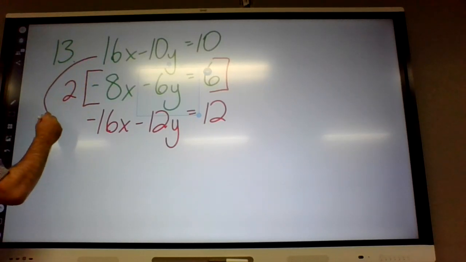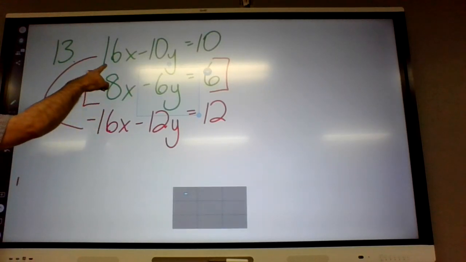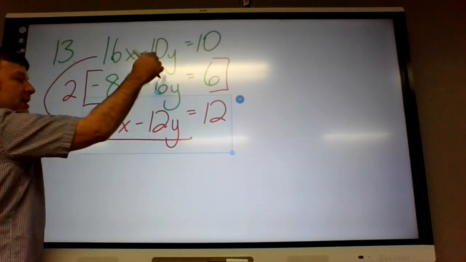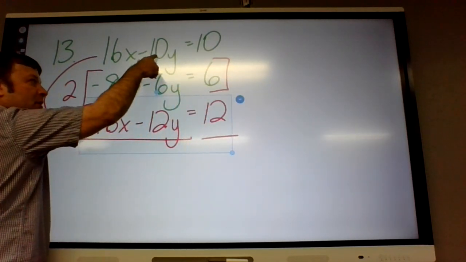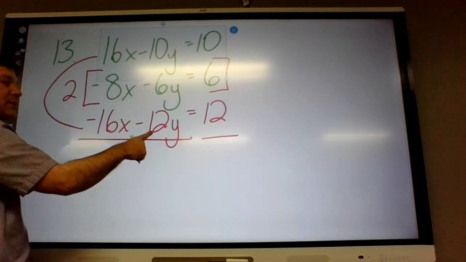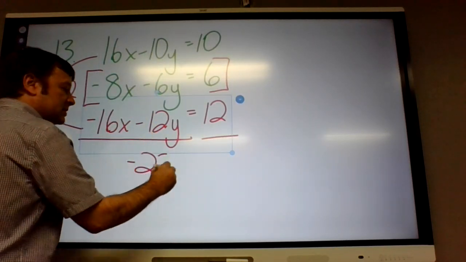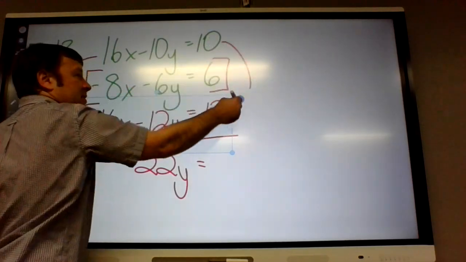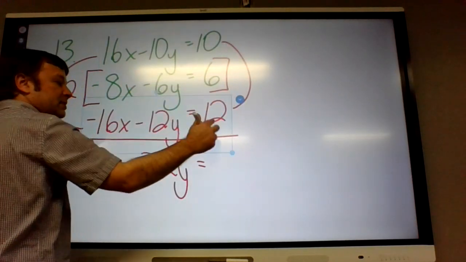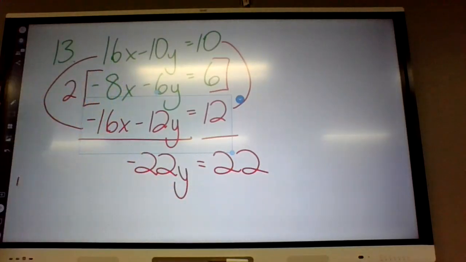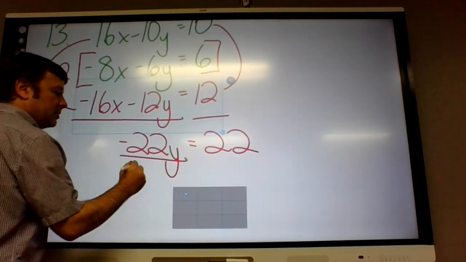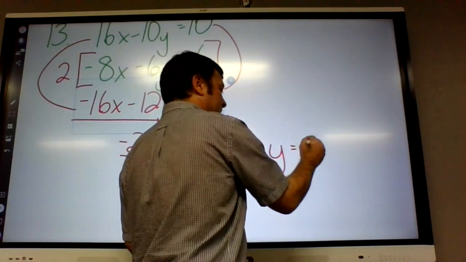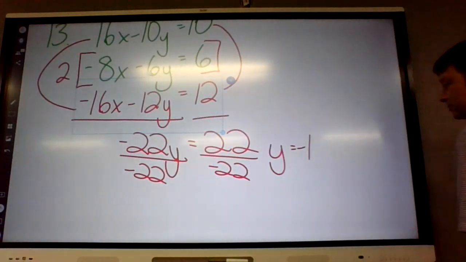Because now the top line and this new bottom line, if I add them together, the x's cancel out, which is good. But I have to add everything else together. Negative 10y plus negative 12y is negative 22y. And also over here, 10 plus 12 is 22. How many times does 22 go into 22? One. So this is negative 1 because one of them is negative.